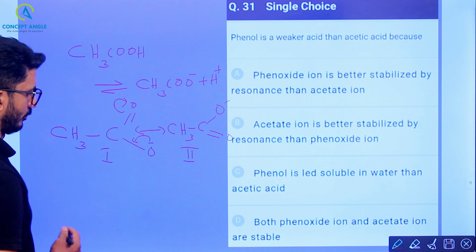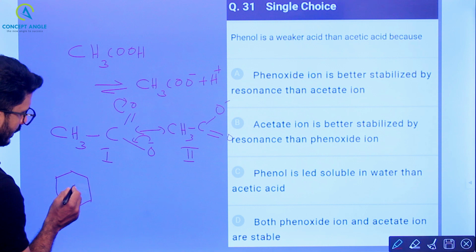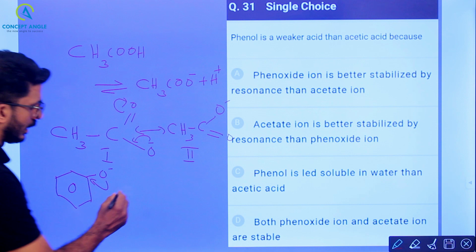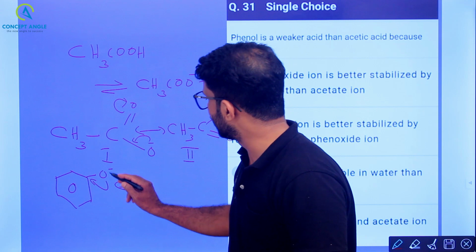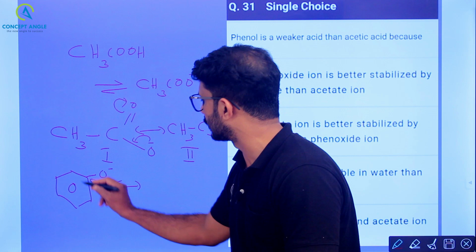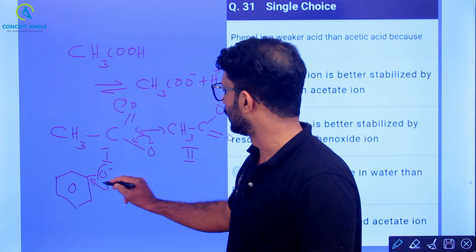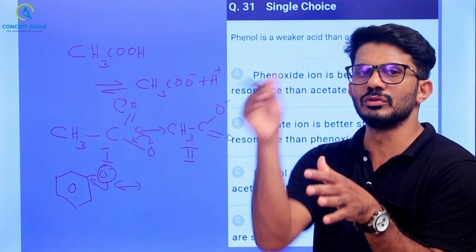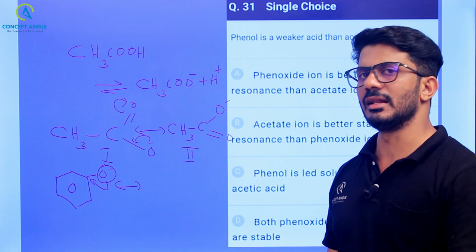When we take phenol and H plus is removed, that is the phenoxide ion. The phenoxide ion will shift the electrons and form resonance structures. The number of resonance structures is higher. But when this negative charge is shifted to the benzene ring, the negative charge goes to the carbon atom, the least electronegative atom. Here in this resonance structure, the negative charge is on the most electronegative oxygen atom. In the other resonance structures, it moves to the benzene ring, where the negative charge is situated on a least electronegative carbon atom.